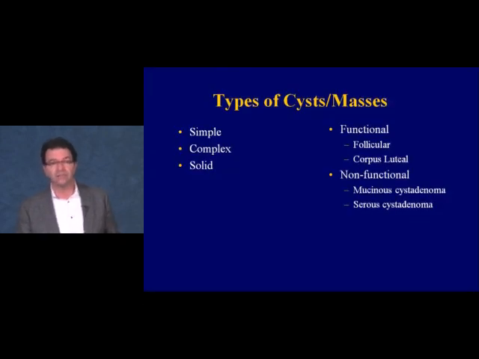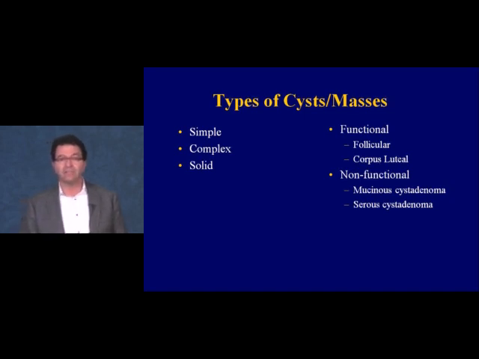So the types of cysts: you can have a simple cyst, which means the echo texture on an ultrasound appears the same as water, or what the urine looks like in a bladder. So there is no debris, no septations, and it's just clear fluid. A complex cyst may have septations, it may have debris inside, and a solid mass has no echo texture, as there's no liquid, and it's purely solid material.